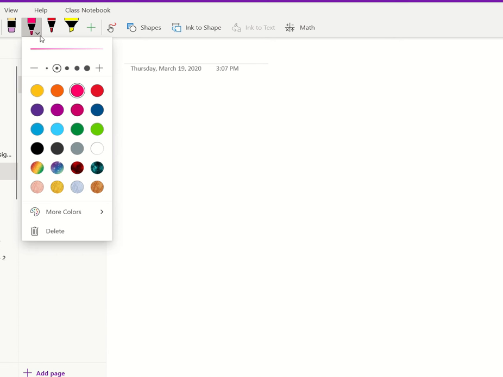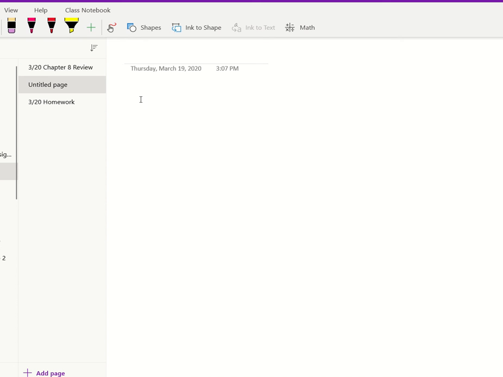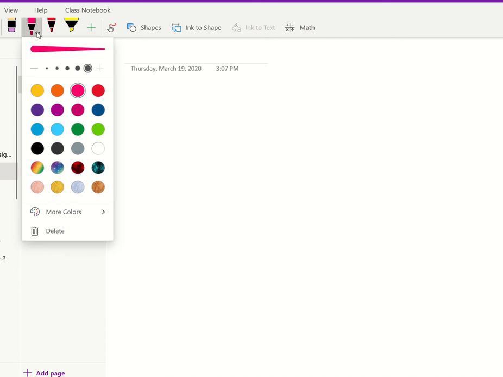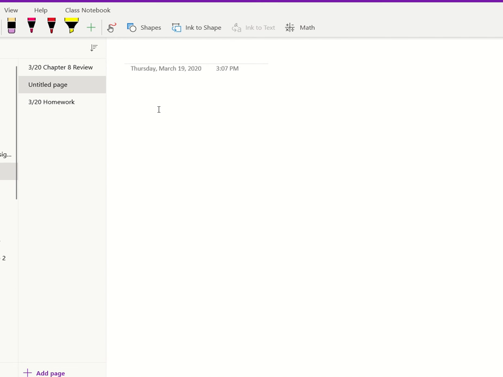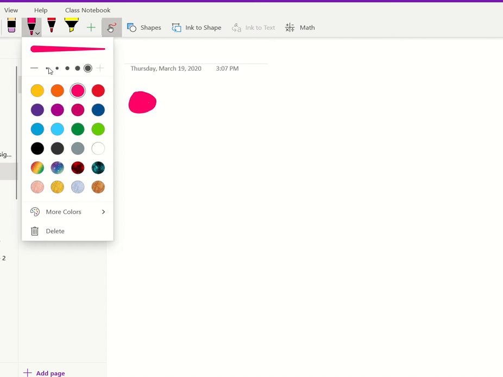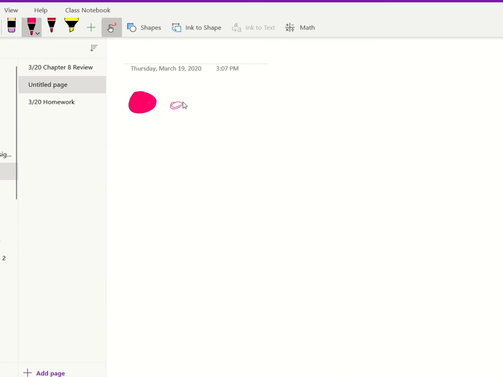I'm going to use the pen right here, and there are so many different sizes you could have. You can make the pen really big, or we can make it really small. I tend to use the really fine one so we've got more room to write. Then we can just use our eraser and erase it all pretty easily. So if you make a mistake, no worries.